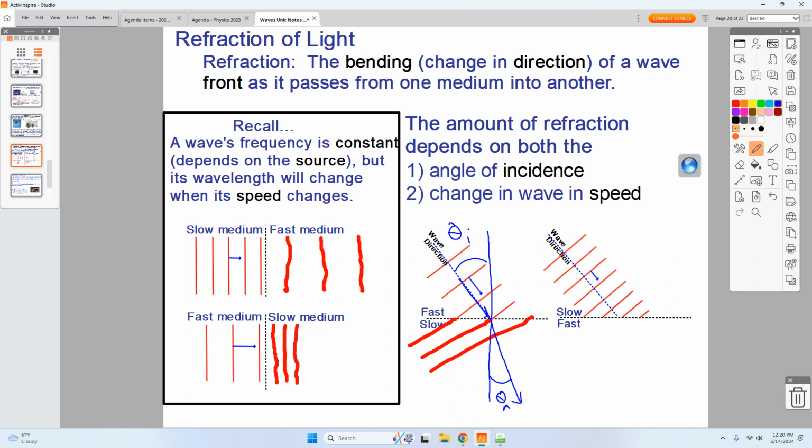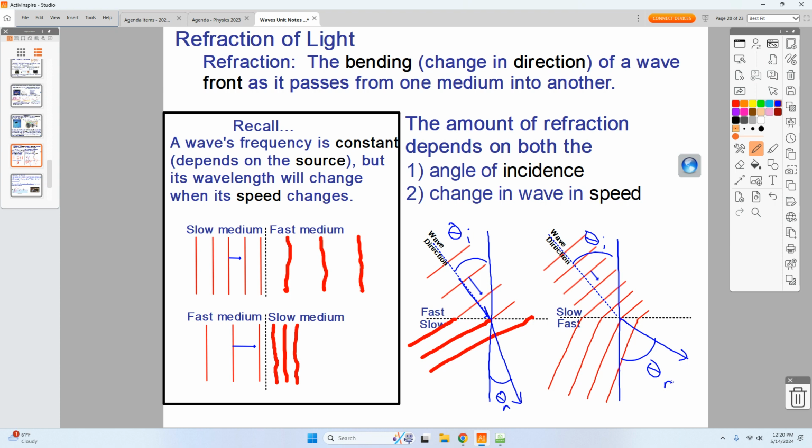If I go from a slow to a fast medium, now this interface will show that the light ray sort of gets ahead of this, and you'll see that the bending occurs where this thing will now bend away from the interface, and you would see that it would bend this way. Again, this would be the incident angle, and this would be the refracted angle. And you can see that depending on which way I go, from either a slow to a fast or a fast to a slow, I either bend toward or away from the normal line.